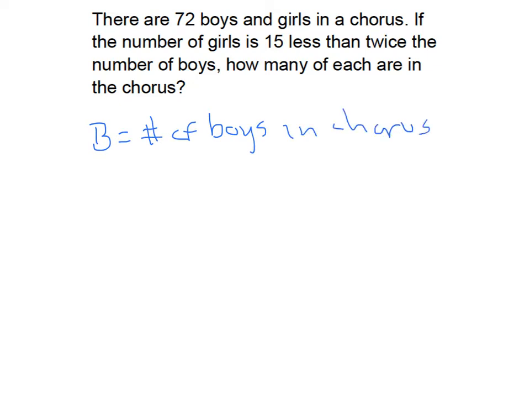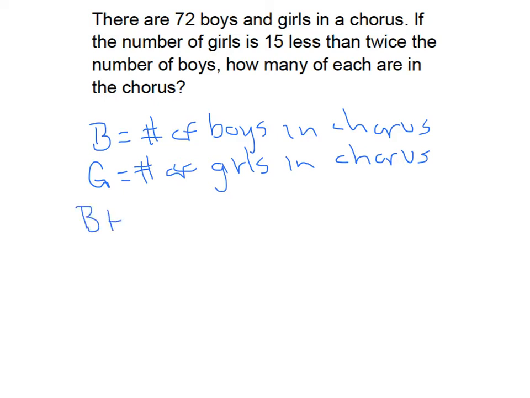and what we want to make sure is that we define our variables well, which will help us write our equations properly. Where G is the number of girls in the chorus. This will allow us to write the following two equations, and we need two equations because we have two variables.